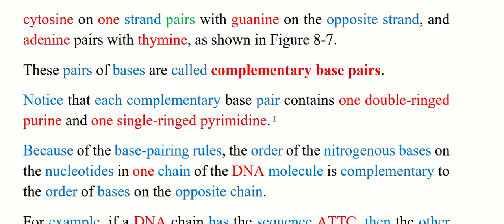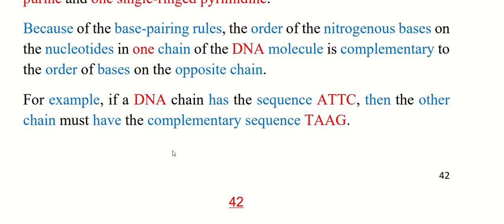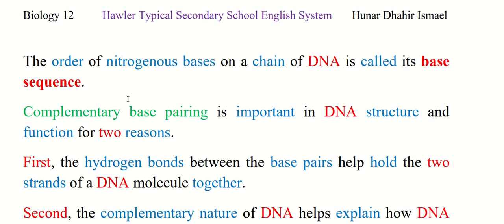Notice that each complementary base pair contains one double-ring purine and one single-ring pyrimidine. Because of base-pairing rules, the order of the nitrogen bases on the nucleotides in one chain of a DNA molecule is complementary to the order of the bases on the opposite chain. For example, if a DNA chain has the sequence ATTC, then the other chain must have the complementary sequence TAAG. The order of nitrogen bases on a chain of DNA is called the base sequence.